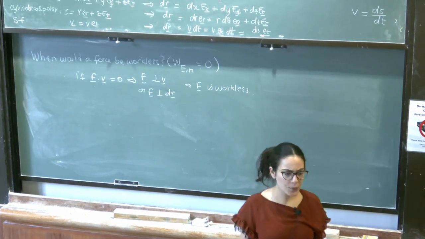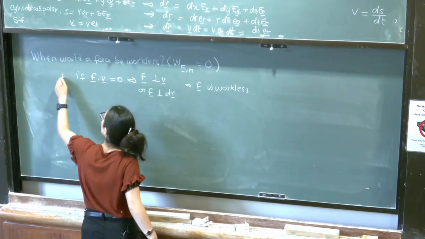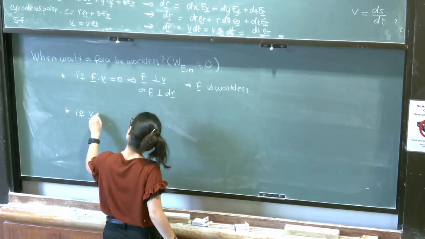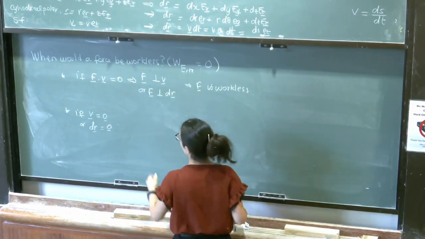Can we think of an example where a certain force acting on a system would be workless? What is it? The normal force in which situation? When an object is just still. Right. If I have an object sitting still on a surface, it's not moving, so the work is zero because there's no displacement or velocity. That's another case where the work of a force is zero. If v is equal to zero or dr is equal to zero, then F is workless.